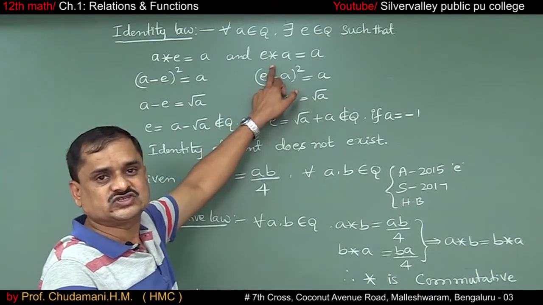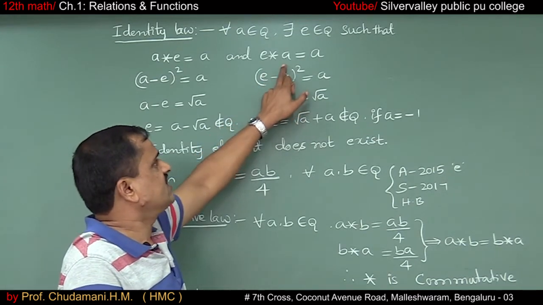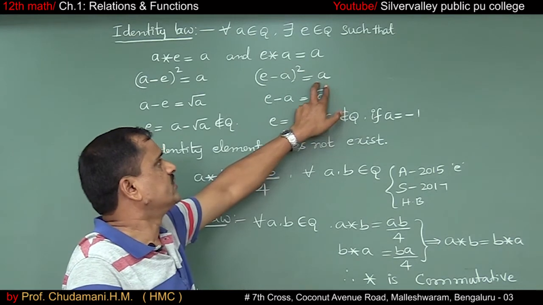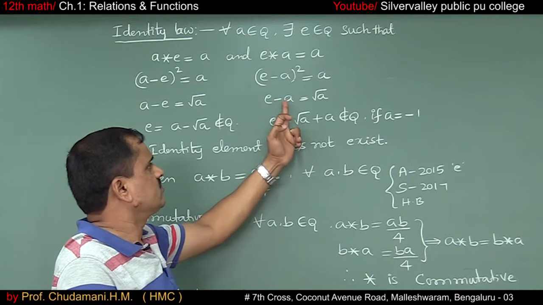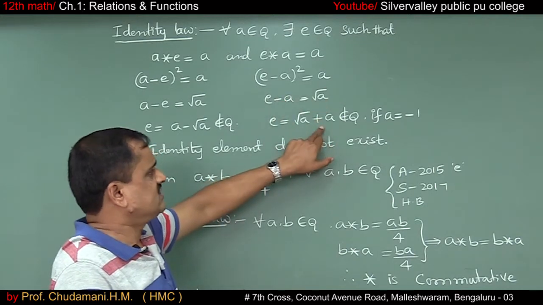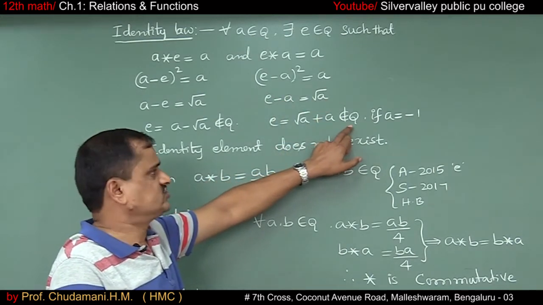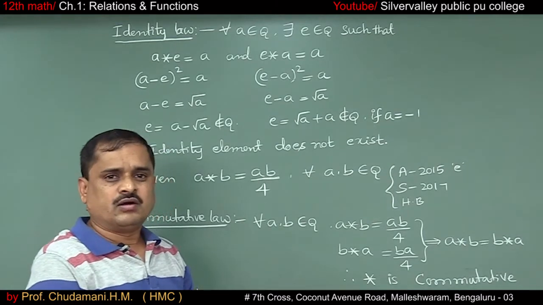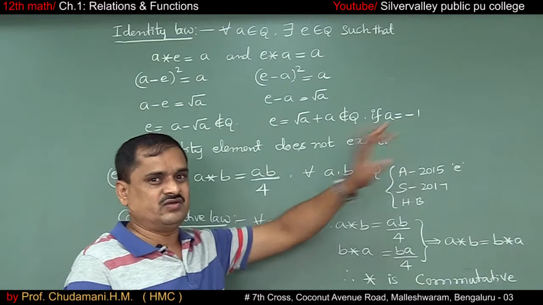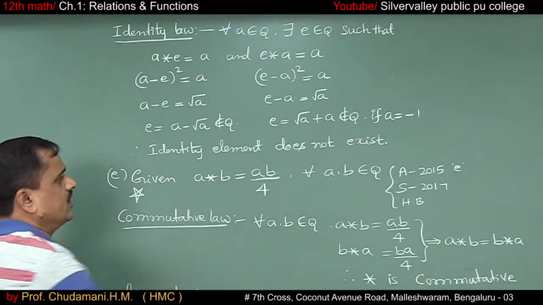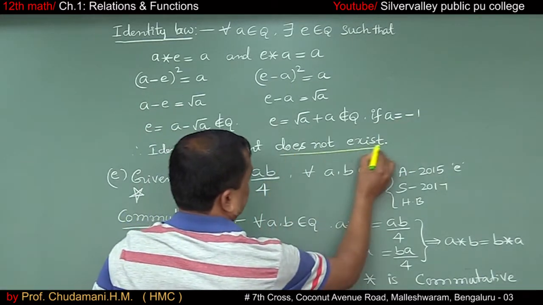Similarly, E star A means (E minus A) the whole square is equal to A. E minus A equals root A. So that E equals root A plus A, which again does not belong to Q for all negative numbers. I have taken only one example. Therefore, identity element does not exist.